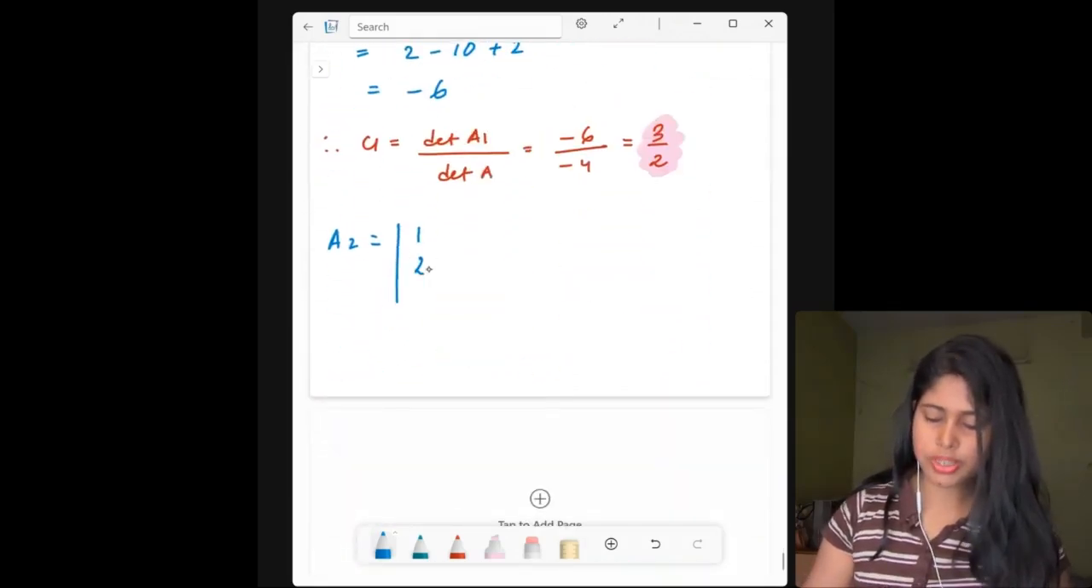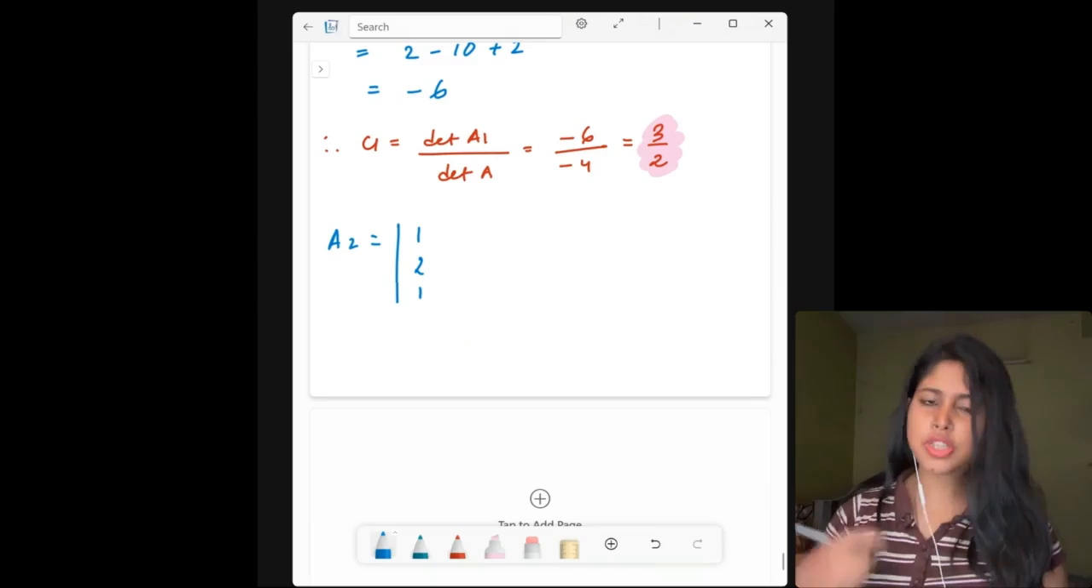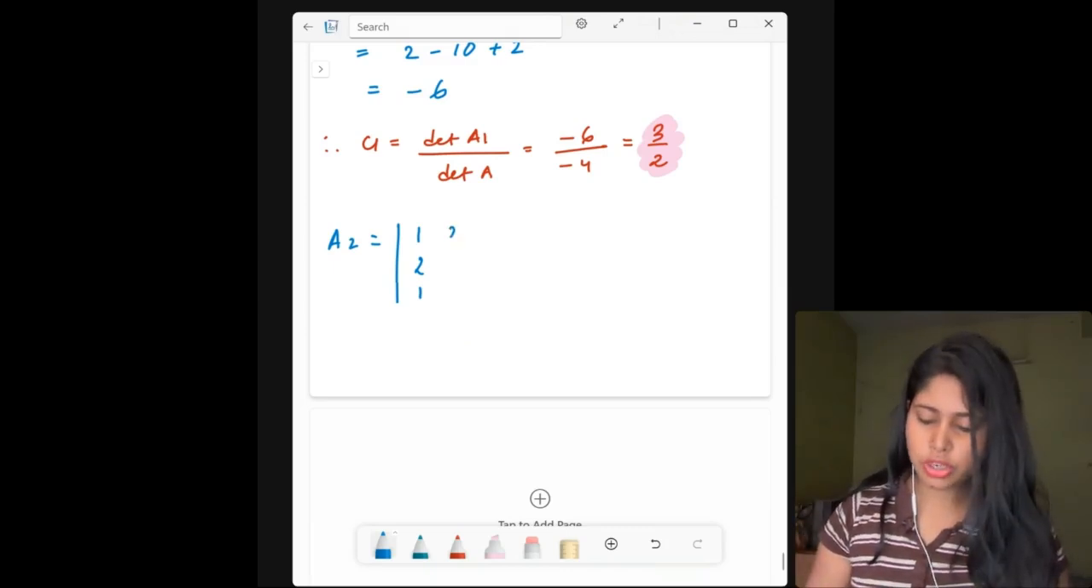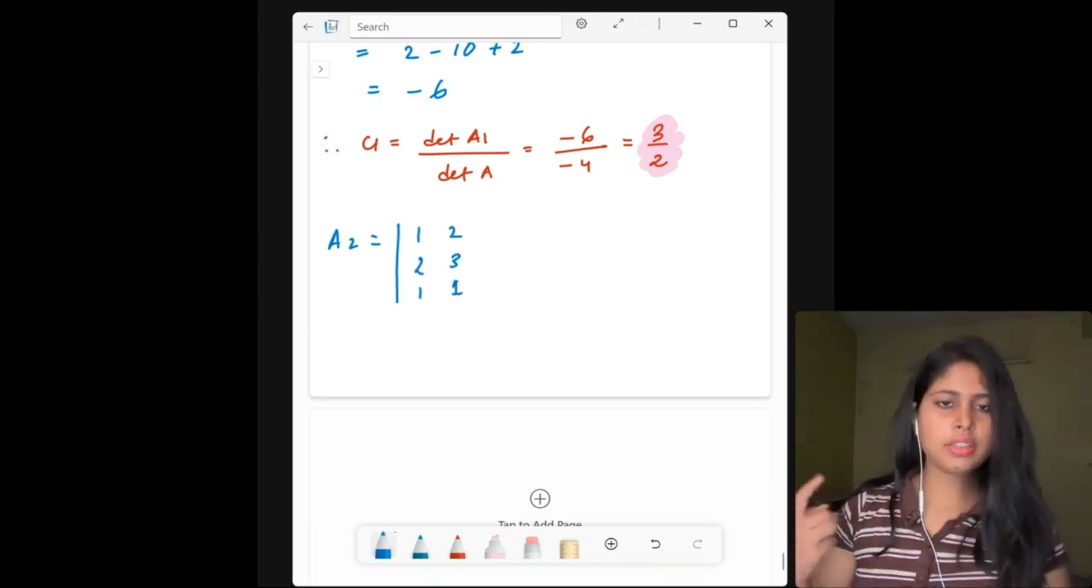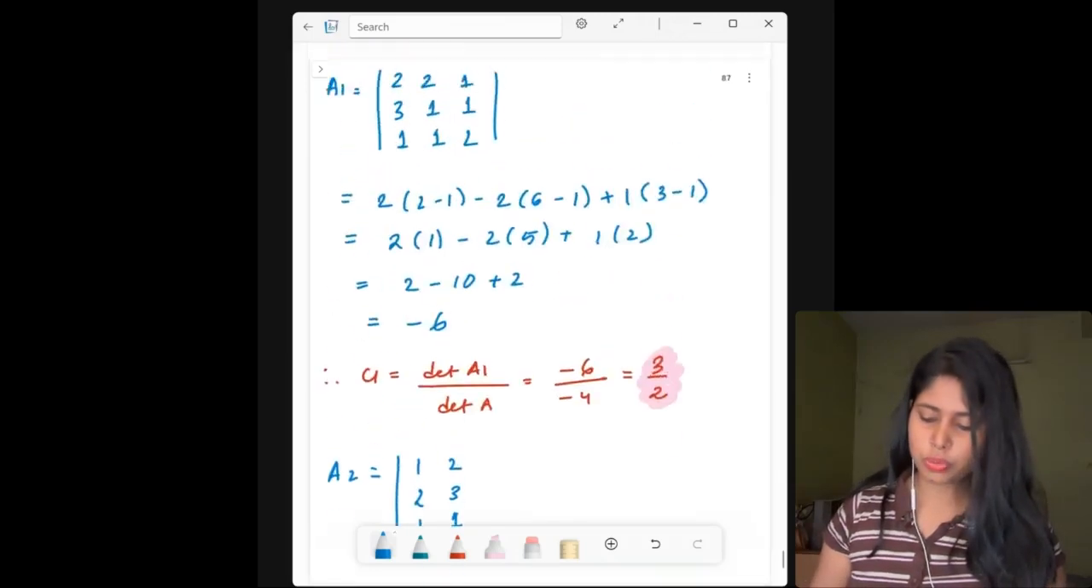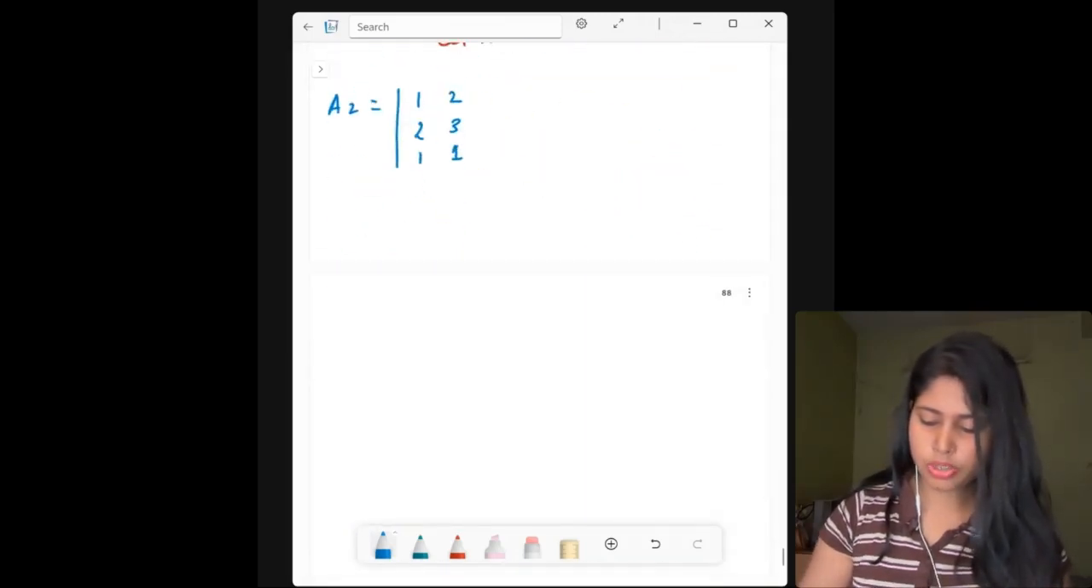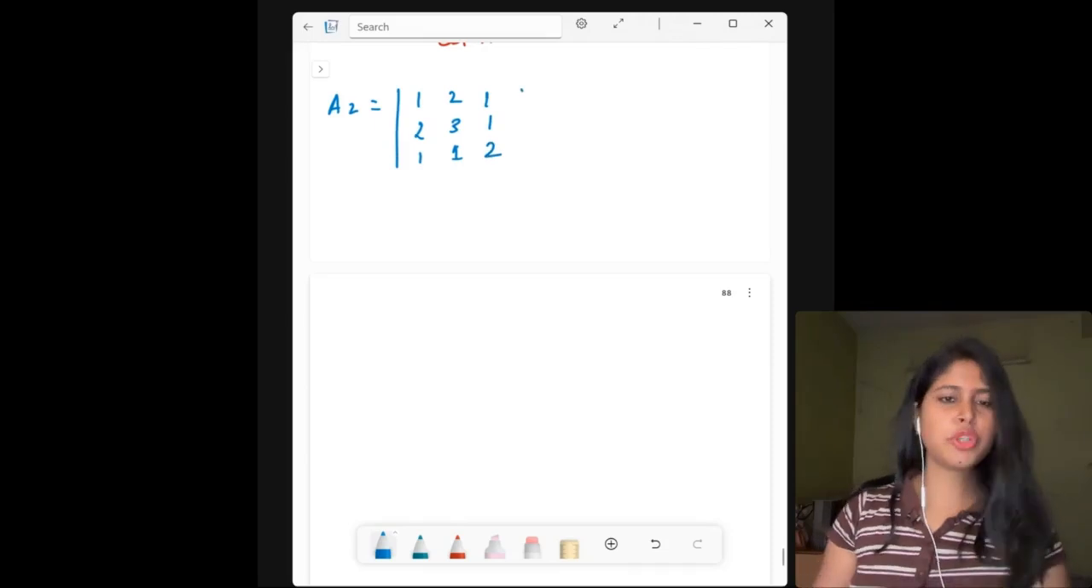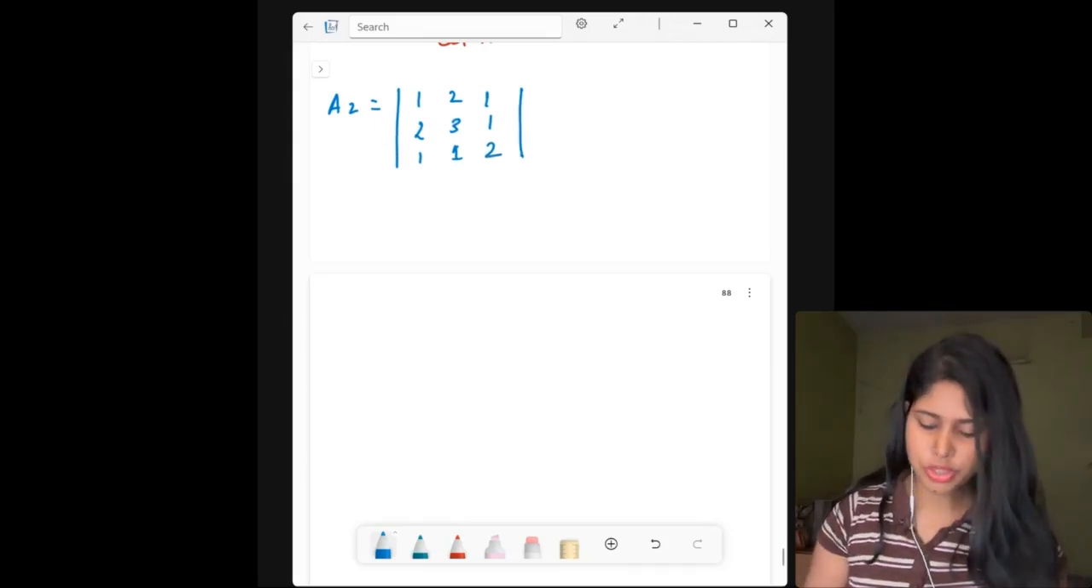1 2 1, and our constant matrix is what? 2 3 1. So the second column will be 2 3 1, and the third column is 1 1 2. And next we need to find the determinant of A2. So how will we get it?